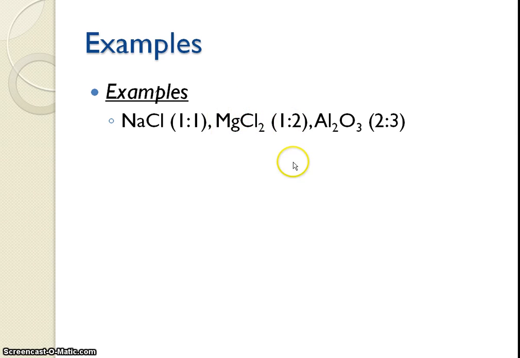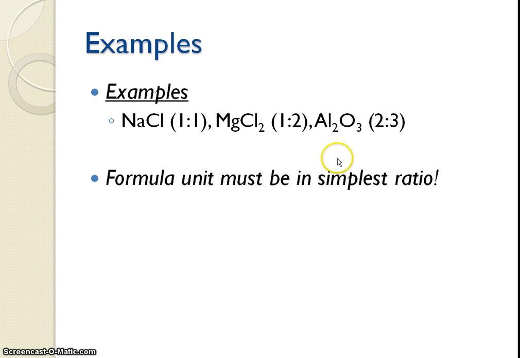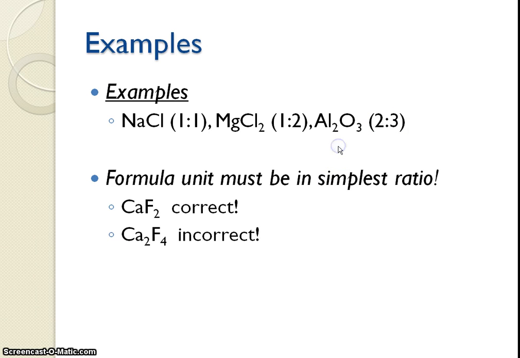Same thing here. This is a 2-to-3 ratio. It doesn't mean you just have 5 atoms. It just means that the ratio between the atoms is a 2-to-3 ratio. And since it's a ratio, you do need to simplify. So once you get your formulas, if you ended up with something like 3 and 6, notice that they're both divisible by 3, so you need to simplify that to 1 and 2.